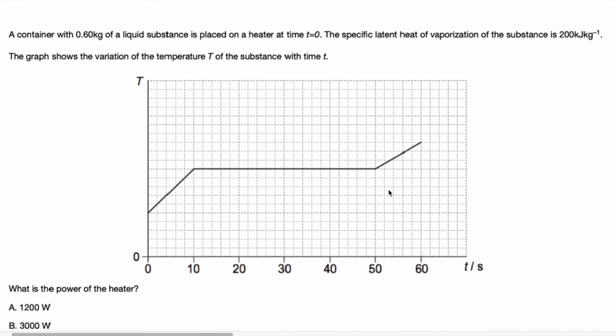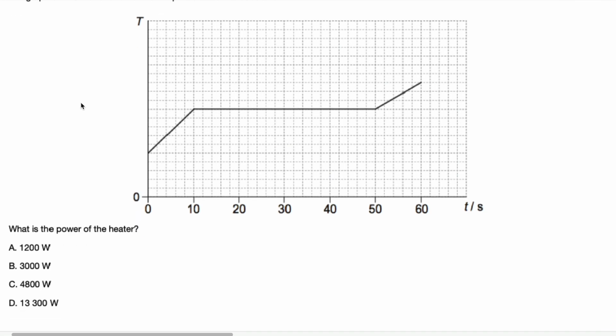A container of 0.6 kilogram of a liquid substance is placed on a heater. T is equal to 0. The specific latent heat of vaporization of the substance is 20 kilojoule per kilogram. The graph shows the variation of the temperature T of the substance with time t. What is the power of the heater?